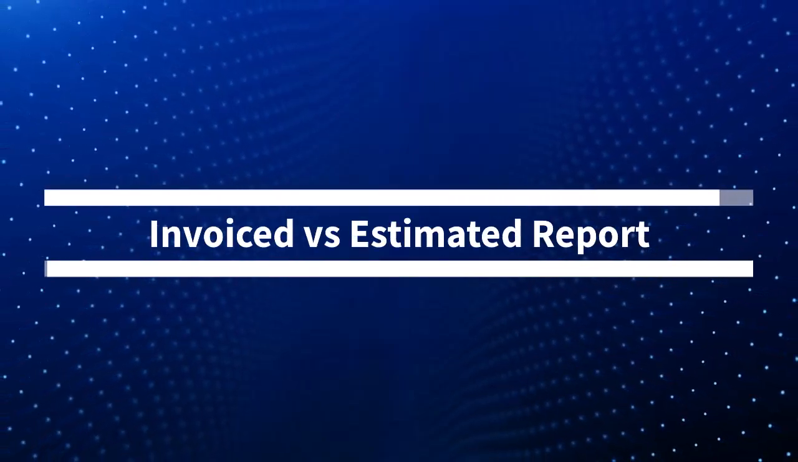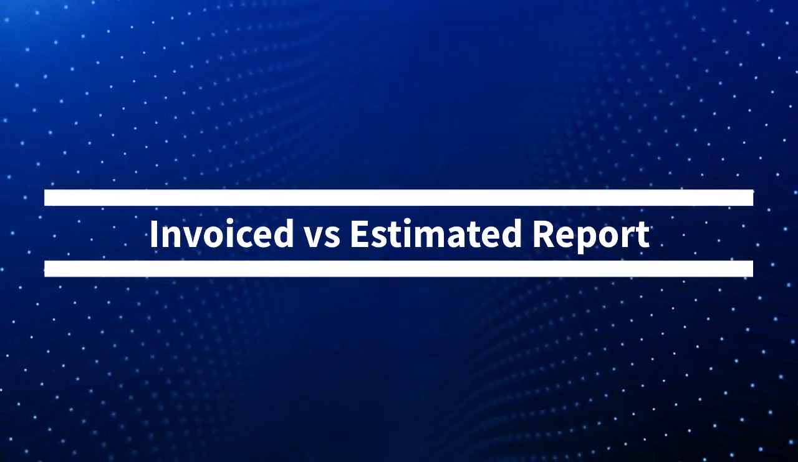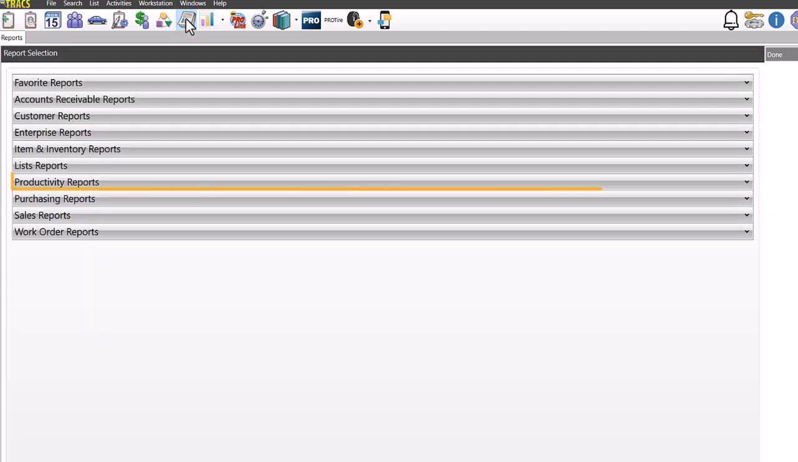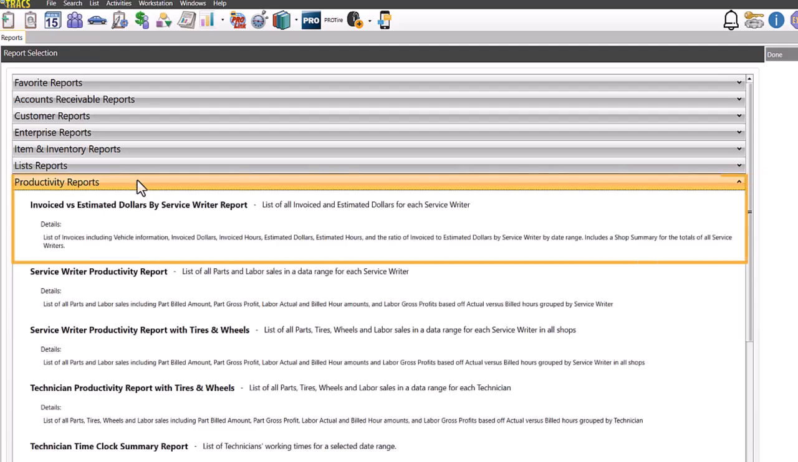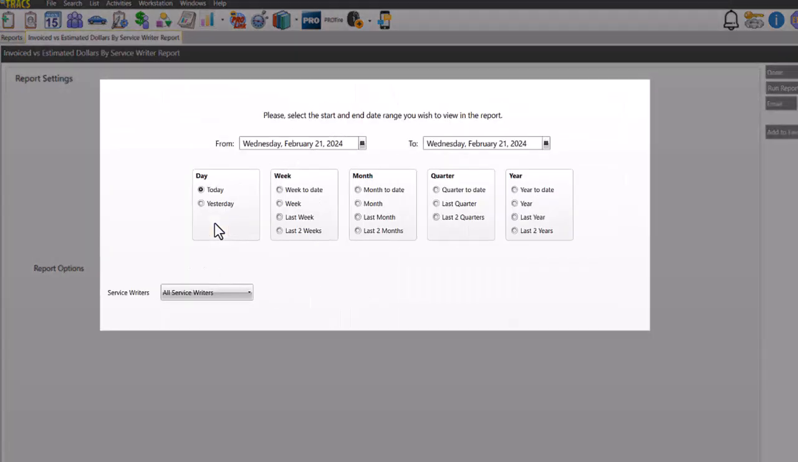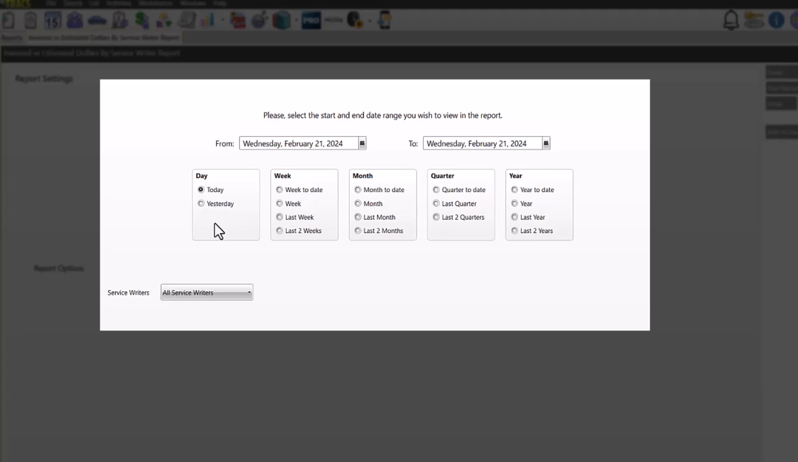In this video, we're going to walk through the invoiced versus estimated dollar report and talk a little bit about the importance of the report. First, let's navigate to the TRACS reporting icon and make our way down to the productivity report section. At the very top here, we're going to see our invoiced versus estimated dollar report for the service writing team.